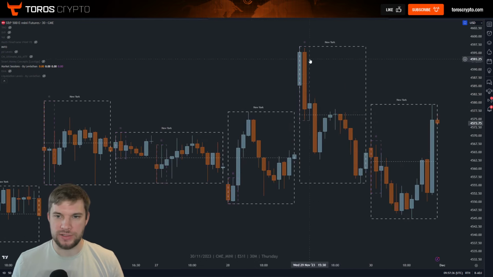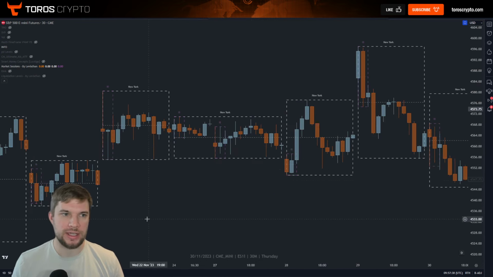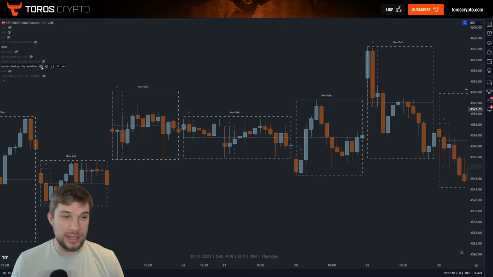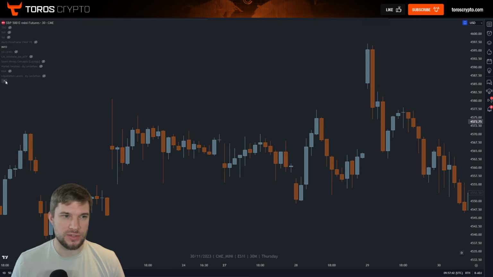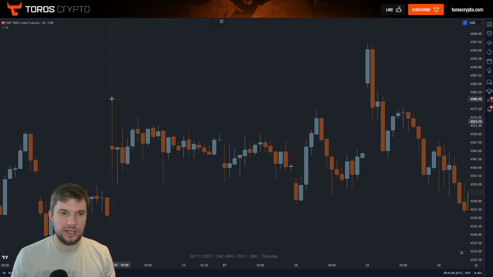And then, like I say, your initial balance is those first two candles here. Again, if you don't want to be using any indicators, or if you're using something else, very simple. You're looking for your first two candles. Let's say this one here, for example.